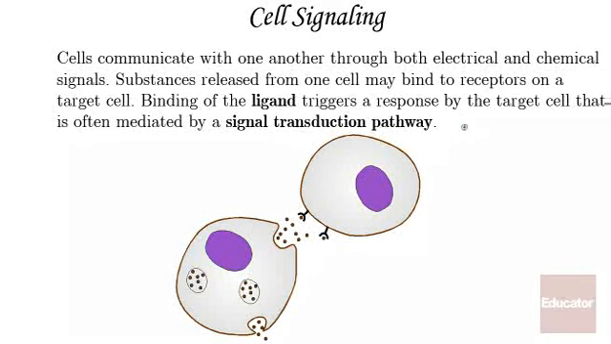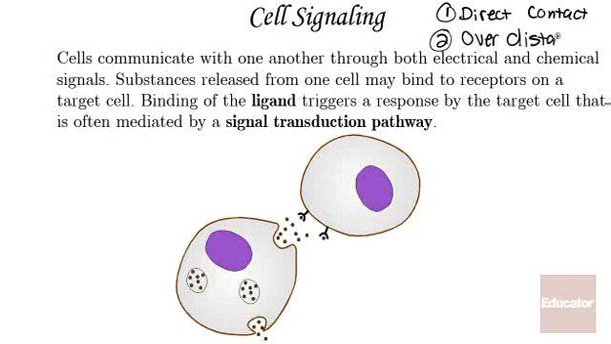Signaling can occur through direct contact. Signaling can also occur over distances. Plasmodesmata and gap junctions both allow direct communication, direct contact, because substances are transported from the cytoplasm of one cell to the cytoplasm of the other. In plasmodesmata, the cytoplasm are directly communicating. So that's one form of direct contact.